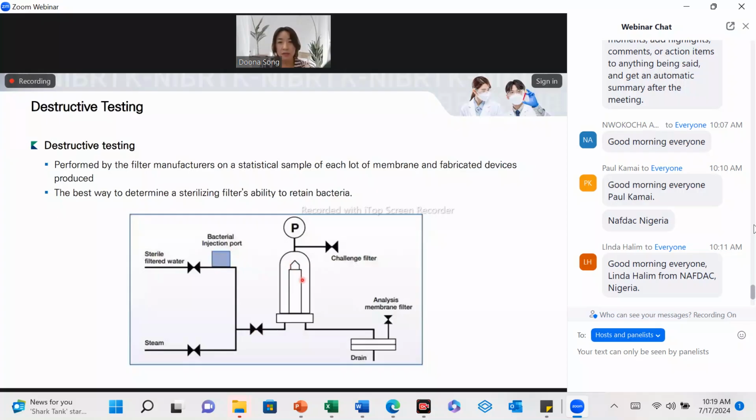Then we take the filtrate and put it through an analysis membrane filter, and we grow this membrane for 2 weeks. If we see an LRV of 7 or more, it means this experiment is successful for sterility. Because the filter becomes contaminated during the test, this test is conducted using a representative filter, not pre-use or post-use.